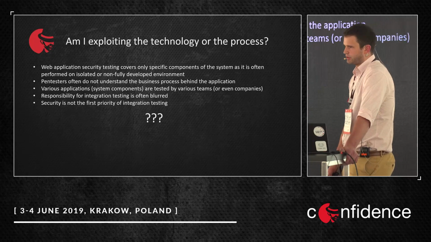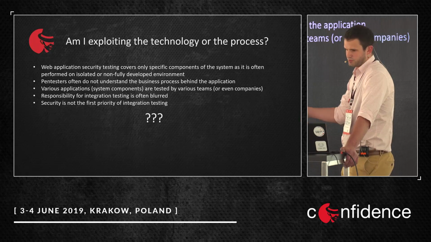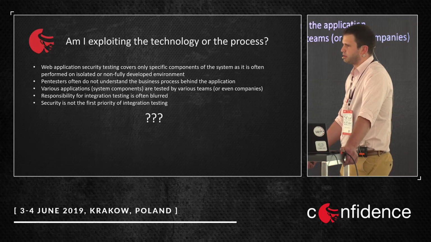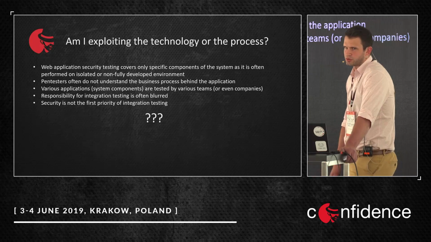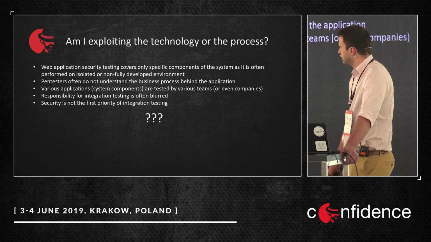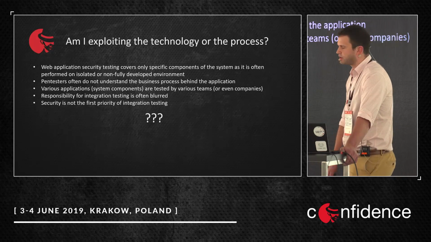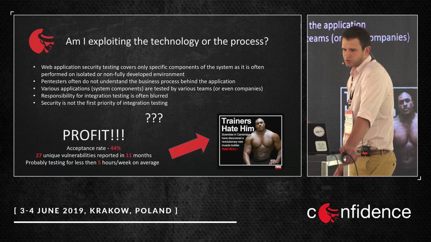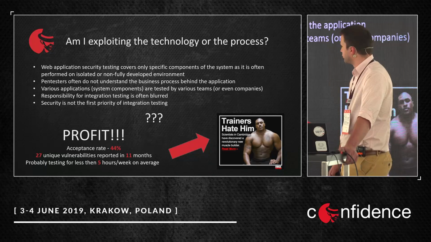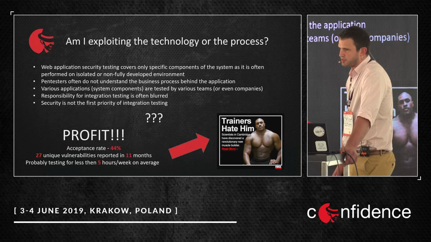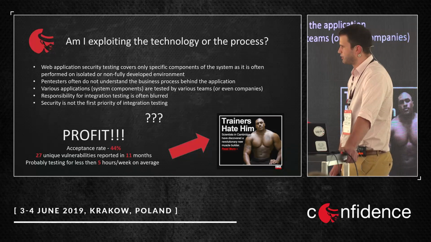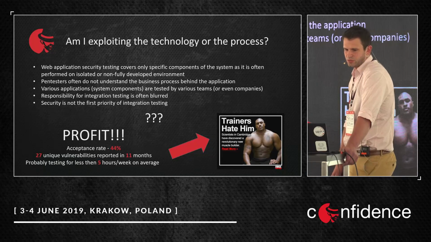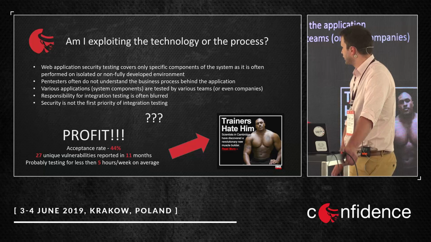So that was the hypothesis or the methodology that I decided to do a little bit of research on. I decided to hunt for bug bounties in some web applications, having this mindset in my mind, and it resulted in huge profit, because the acceptance rate changed, so it was over 44%. And usually the acceptance rate for these bug bounty programs is probably lower than 5%. So I was able to report 27 unique vulnerabilities in 11 months, not wasting too much time on that.